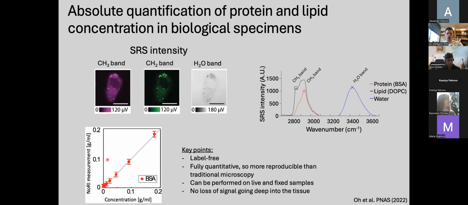But most crucially, if we look here on the left, NoRI measurement, and this is our quantitative readout of protein against an actual concentration of protein, BSA, bovine serum albumin here for the reference, the relationship is nearly linear. And that's how quantitative and reproducible this technique is. And there are previous papers, if anyone's interested to look at them, a PNAS paper from 2022 from Sun-Yun Oh, the previous lab member who helped develop and build this technology.